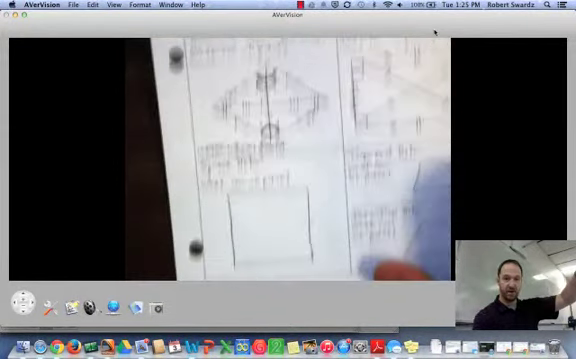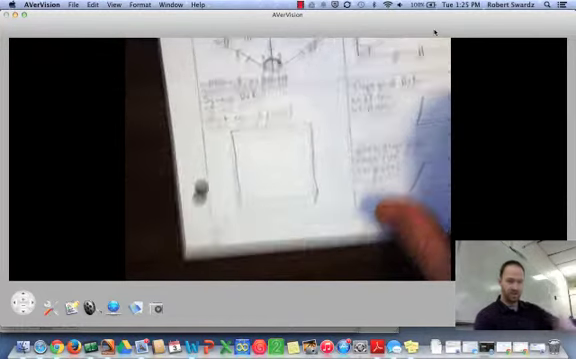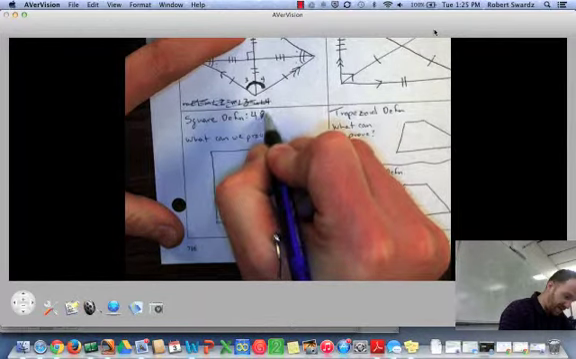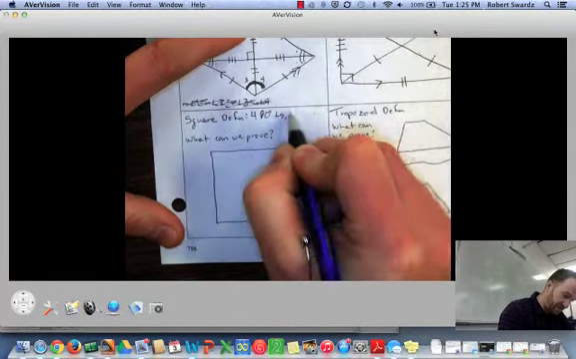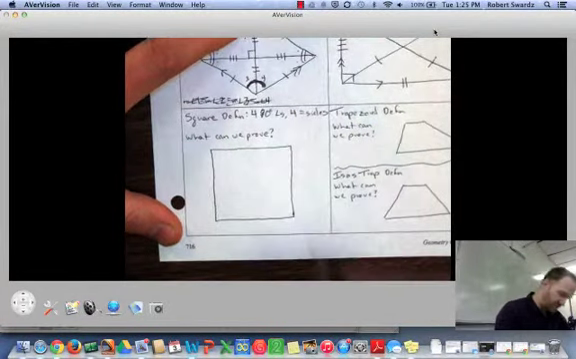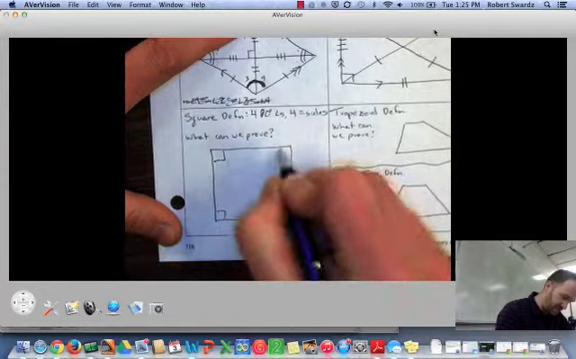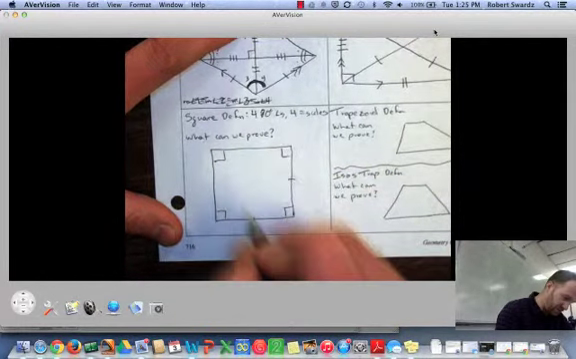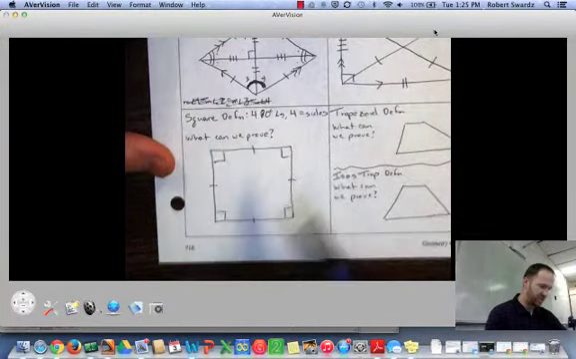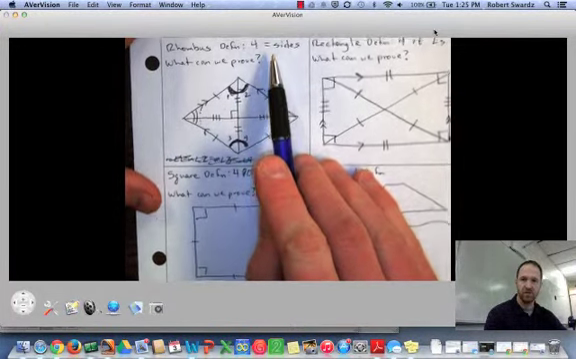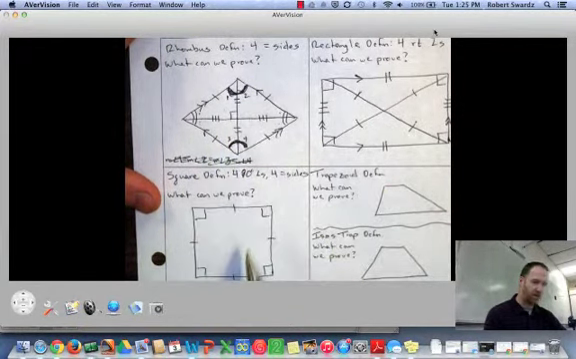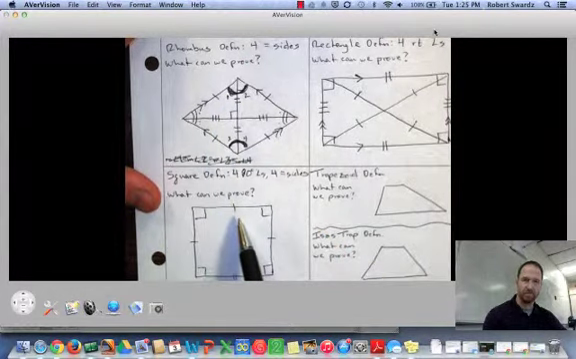Square. Let's look at a square. What is the definition of a square? Well, we need 4 90-degree angles, and we need 4 equal sides. So 90, 90, 90, 90, equal, equal, equal, equal. Okay, so it has 4 equal sides. Well, that meets the definition of a rhombus. So all this stuff that's true about a rhombus is also true about a square.